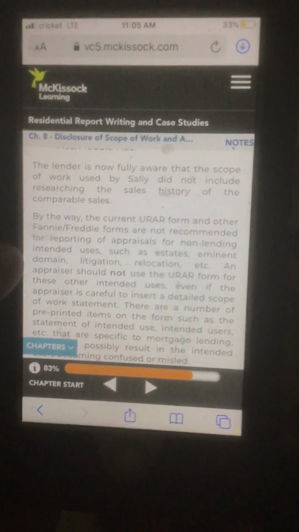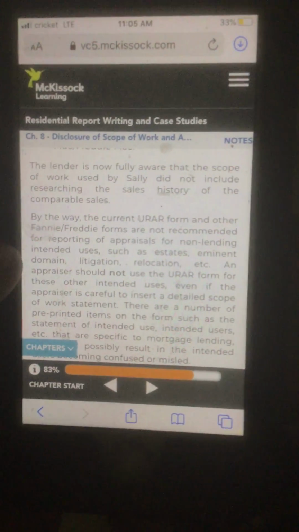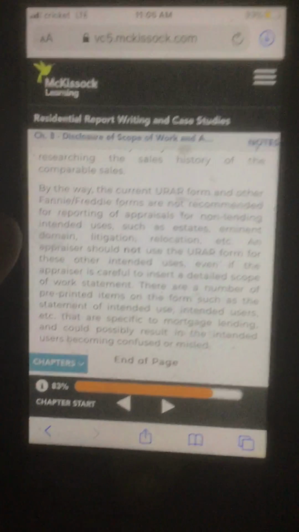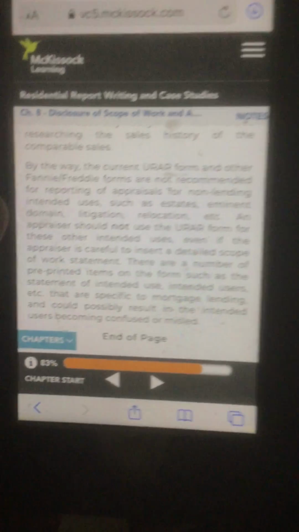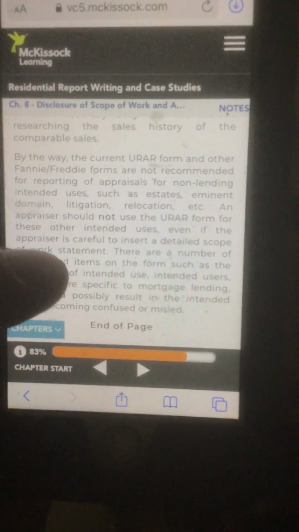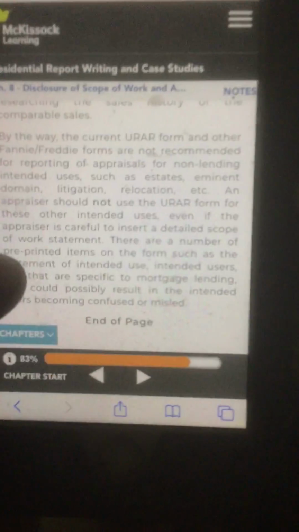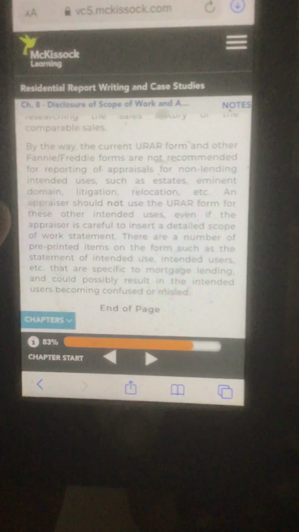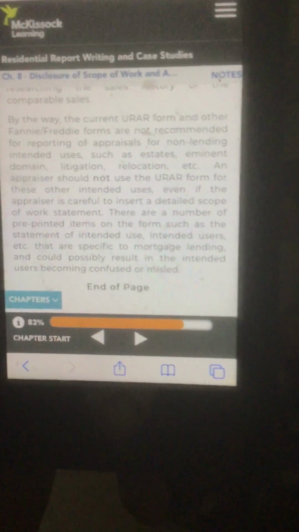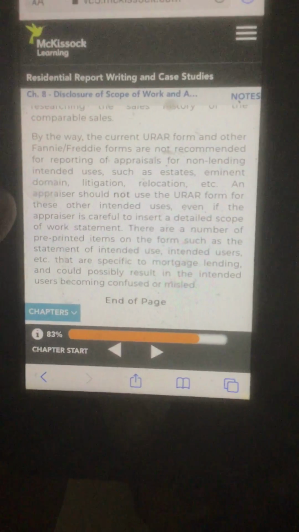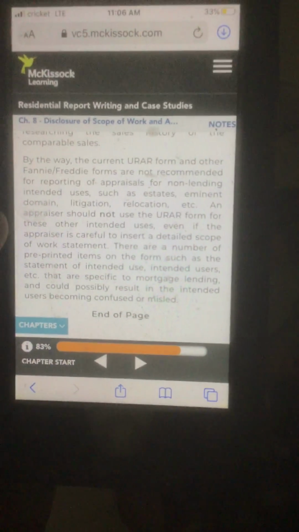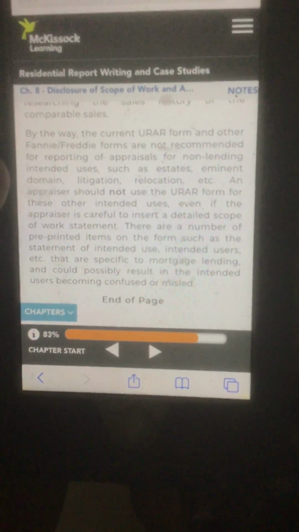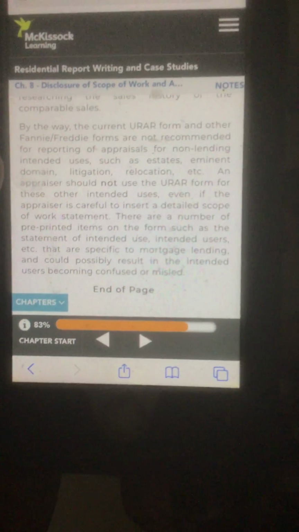By the way, the current URAR form and other Fannie Mae/Freddie forms are not recommended for reporting of appraisals for non-lending intended uses, such as estates, eminent domain, litigation, relocation, etc. An appraiser should not use the URAR form for these other intended uses, even if the appraiser is careful to insert a detailed scope of work statement. There are a number of pre-printed items on the form, such as the statement of intended use, intended users, etc., that are specific to mortgage lending and could possibly result in the intended users becoming confused or misled.